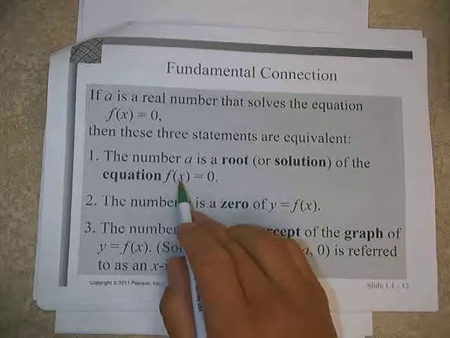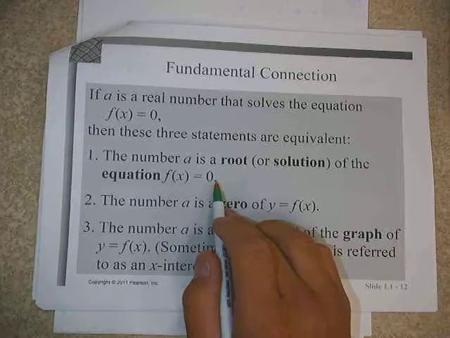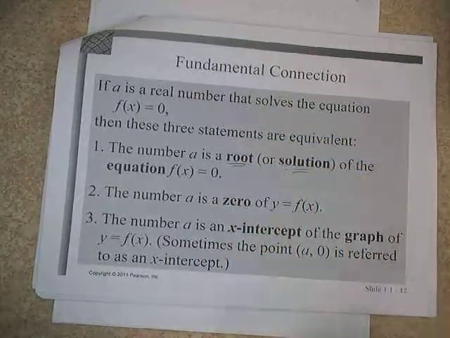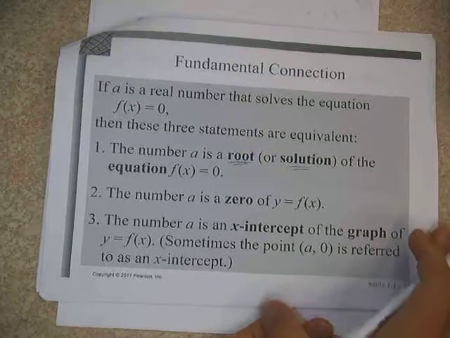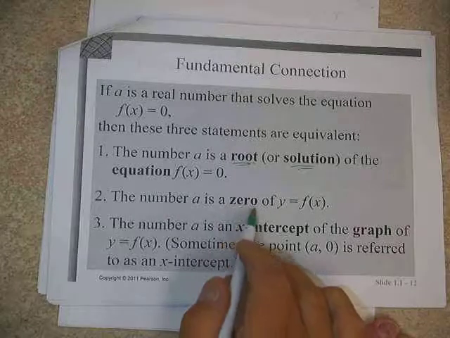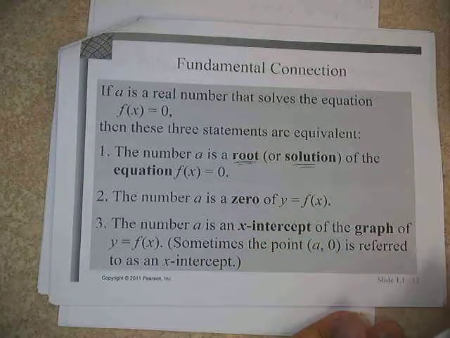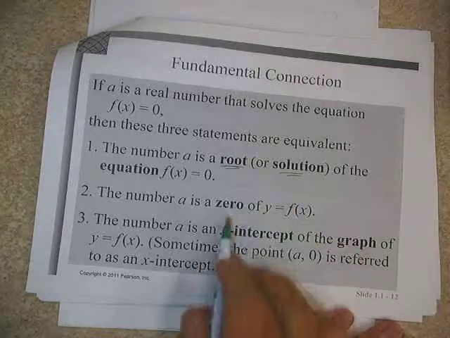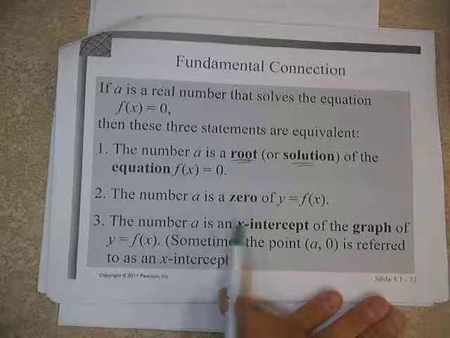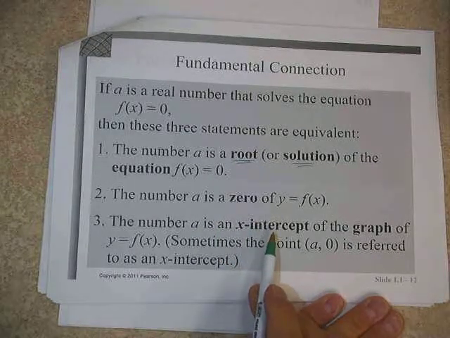The first one is that the number a is a root or a solution of the equation f of x equals 0. So if we find the value that makes this equation true, that makes this equation equal 0, then we found what we call a root, or a solution. Those two are synonymous. Number 2, this number a is a 0 of the equation y equals f of x. So we can not only call it a root or a solution, we can also call it a 0.